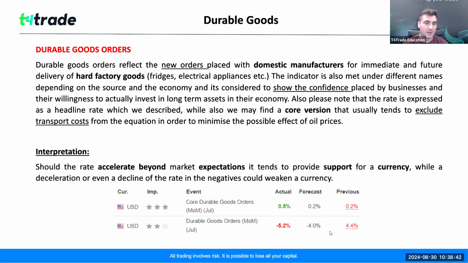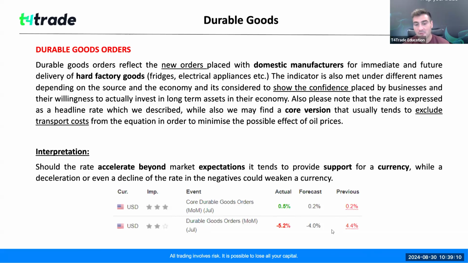And we have here the United States durable goods orders. We have the core, which excludes transportation, but we also have durable goods orders, the plain one, or the headline rate. And what do we see here? We see an acceleration from the 0.2%. The expectation was for it to stay the same. It did not. It came better than expected, so 0.5%. Good news, strength for the dollar. And when it comes to the core durable goods orders, we have 4.4 in the prior month.